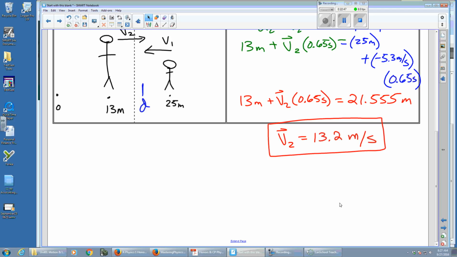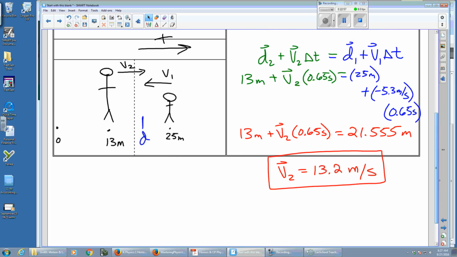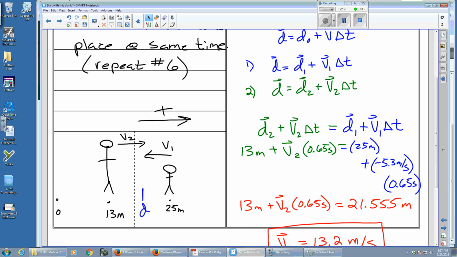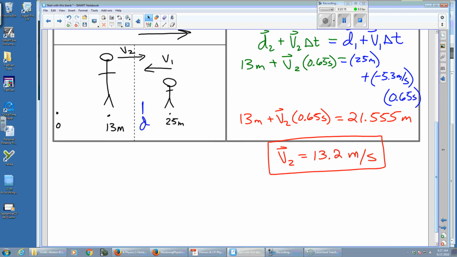In part B, they want to know that location where they collide. So they want to know D. Could I solve D in the case for number 1? Yeah, I have enough information. And for number 2, I also have enough information now. The only difference is, like on a test, I wouldn't be sure if 13.2 is correct. So I'm going to pick to do it for object 1.